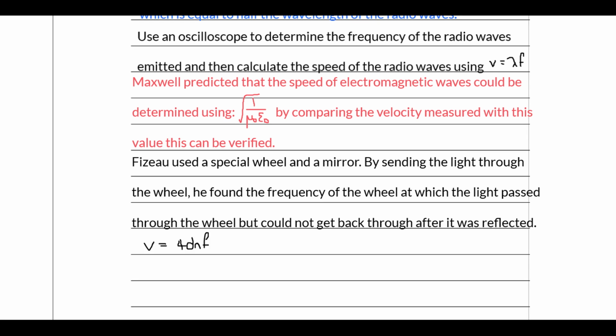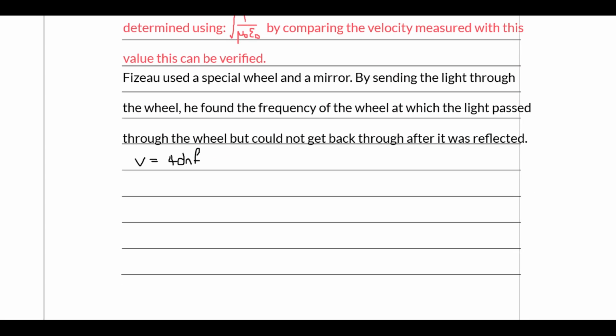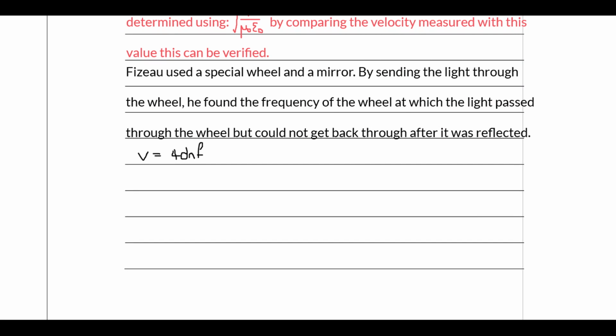Okay, so this was his equation, and that's the general principle of how it worked. In terms of what these principles are, d is the distance from our light source to our mirror, n is the number of teeth he had on the wheel, and f was the frequency at which this was observed. And from this, Burrows found that the velocity was about 3.13 times 10 to the 8, which matched up with that calculated by Maxwell, verifying that it was in fact an electromagnetic wave.